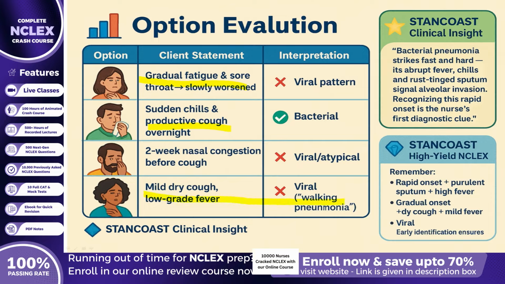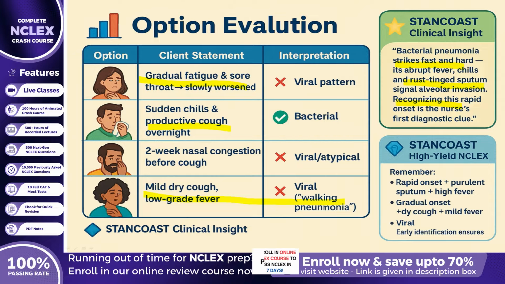Clinical insight: bacterial pneumonia strikes fast and hard. Its abrupt fever, chills, and rust-tinged sputum signal alveolar invasion. Recognizing the rapid onset is the nurse's first clue to a bacterial cause.